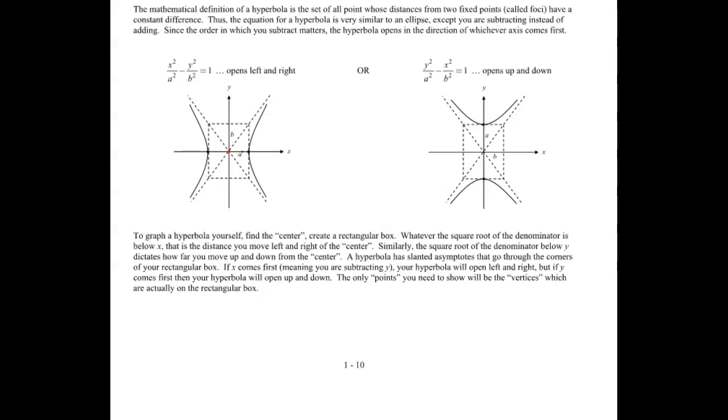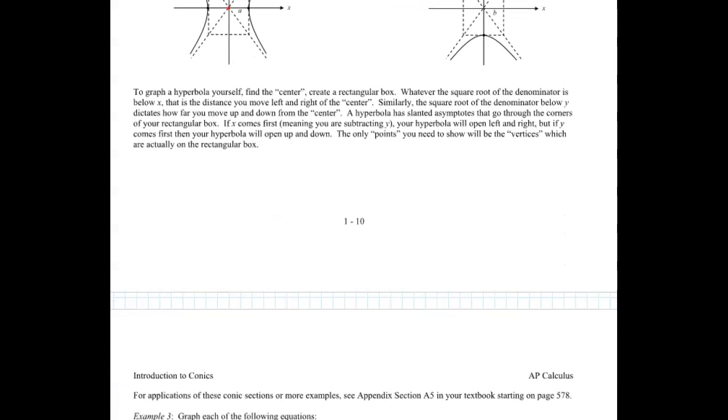A hyperbola has something that we talked about a little bit last year called slanted asymptotes, and those are going to go through the corners of our rectangular box that we're going to create from a and b. And if x comes first, meaning we're subtracting our y's, our hyperbola is going to open left and right, but if our y comes first, then the hyperbola is going to open up and down. I think I just said that, but just in case I didn't.